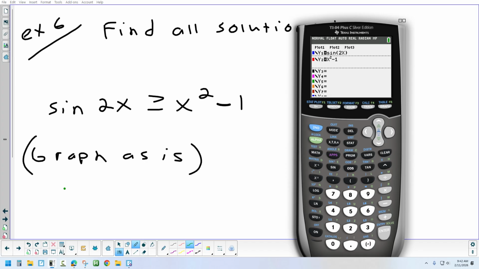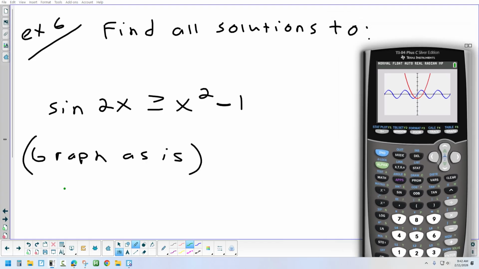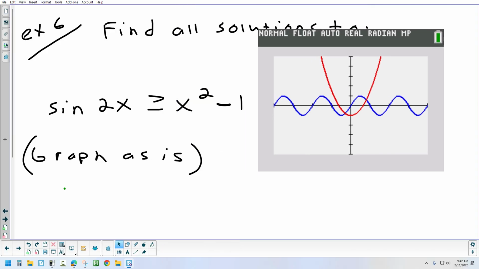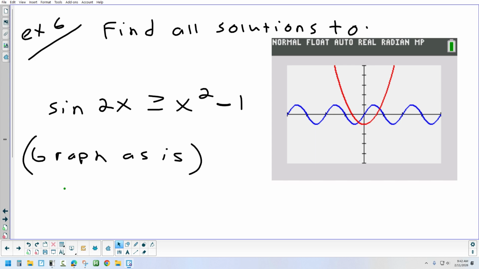I'm going to hit graph. I'll just try my window. Nah, that's not going to be a good window. I'm only going to see half my parabola. So let's bring it back the other way. Let's do negative 2 pi. It's going to give me a symmetric picture. Okay, so there is my graph. Is there any section where the sine function is above the parabola?